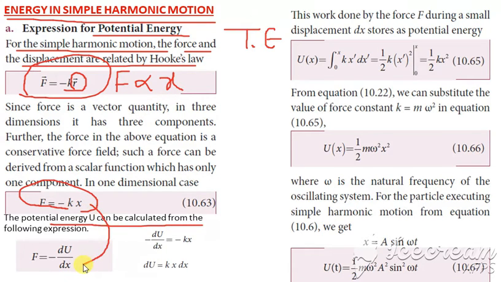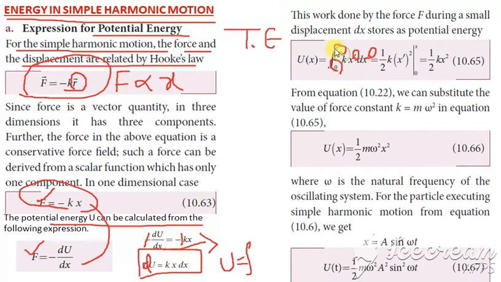Now, comparing these two equations, on both sides we have the term F, so these two can be equated. Minus du by dx is equal to minus kx, both the minus signs get cancelled. We bring dx to the other side, so we get du is equal to kx into dx. From this you need the value of u, so we have to integrate the other side. If you integrate, we get the integration of k x dash dx dash. We write x dash and dx dash because we have the limits 0 to x.